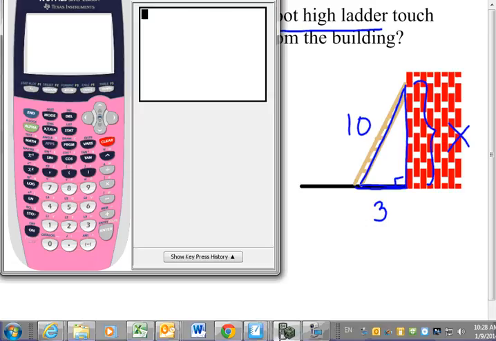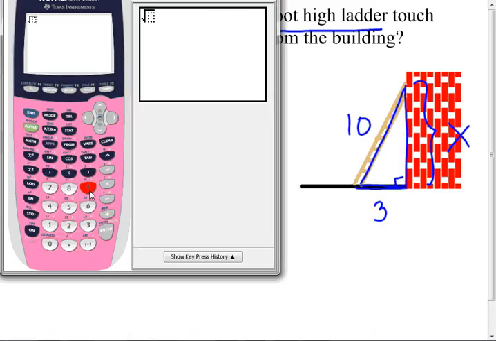Let's find out. What's the square root of 91, right? It's 9.5. I don't know. It's pretty close, but it isn't. 9.5. There it is.